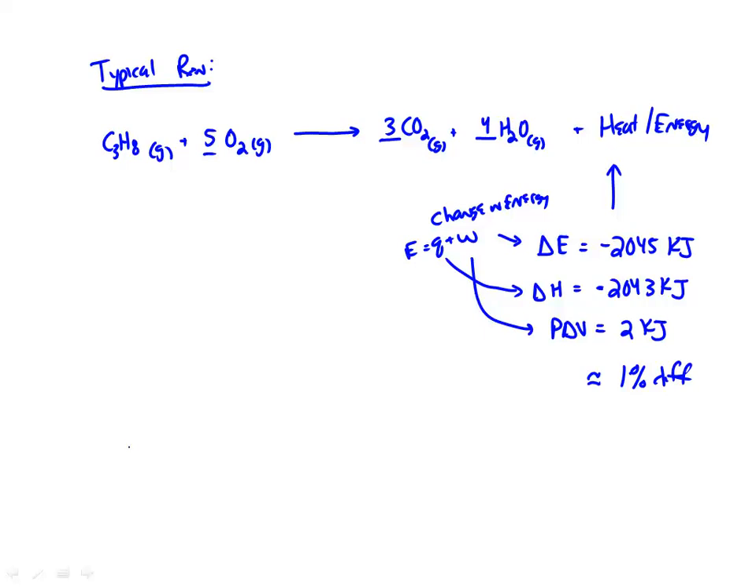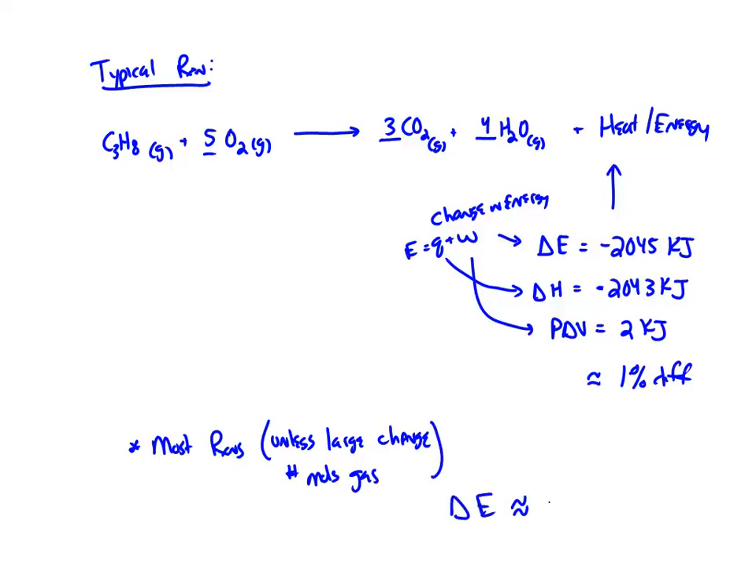And so what we see is that for most reactions, unless there are large changes in the number of moles of gas, delta E is approximately delta H. And so for all intents and purposes, we simply use delta H for everything. If we really have to be picky, if we really need to know the true answer, we'll throw in that P delta V work. But we rarely do something like that.